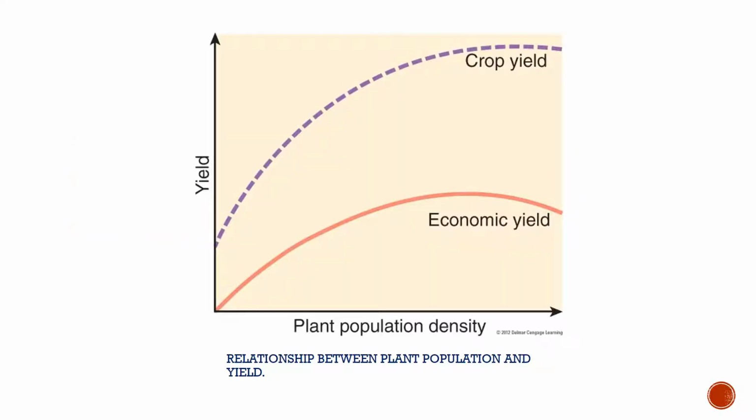So this is a graphic that's also in your book, but it just shows you the relationship between the plant population and the yield. Here the crop yield is the purple, and the economic yield is that orange color. So we can definitely see the yield responds due to plant population density.